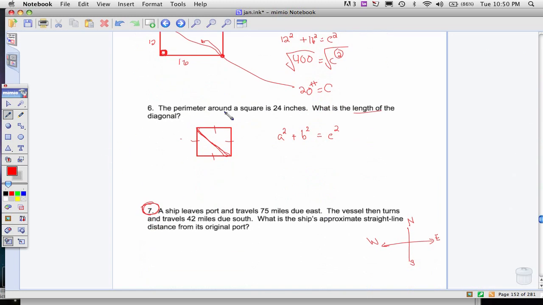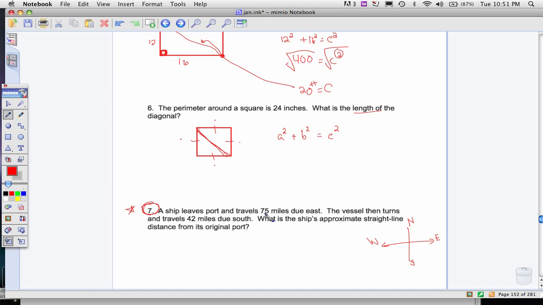Now, for the rest of the problems, you're going to be using that formula. For this problem, the perimeter of a square is 24 inches. Well, here's a square. It doesn't just tell me what the side length is. These aren't 24. The perimeter is all the way around. So you've got to figure out what each of these sides would be to add up to 24. Then plug those two numbers into a squared plus b squared, and you'll find your c squared.